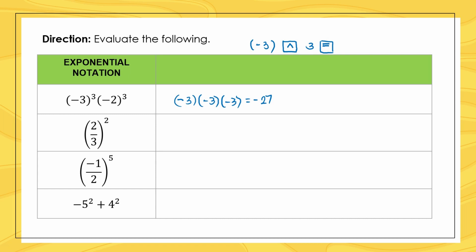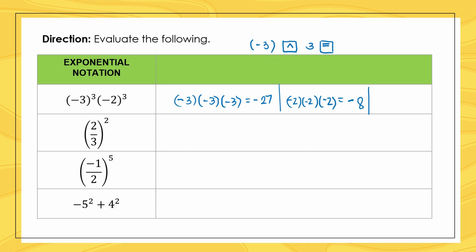Negative 27 times negative 2 cubed. Okay, so let's have another scratch here. We have negative 2 times negative 2 times negative 2. This will be equal to negative times negative times negative, that is negative, and 2 times 2 times 2 is simply 8. Now that we know the equivalence of negative 3 cubed and negative 2 cubed, we could simply multiply these two products to evaluate this one.